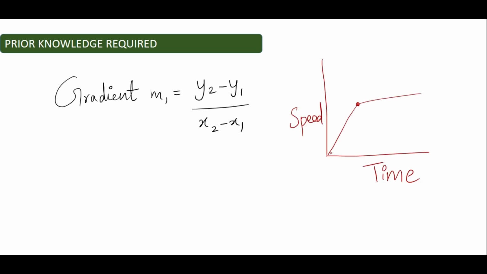You should also remember the gradient formula, which at times can be used. The gradient m, or the slope of the line, is equal to y2 minus y1 over x2 minus x1. Now if you want to find the acceleration between these points A and B, it is given by the gradient. So to find the acceleration, it is enough to find the gradient using the gradient formula.